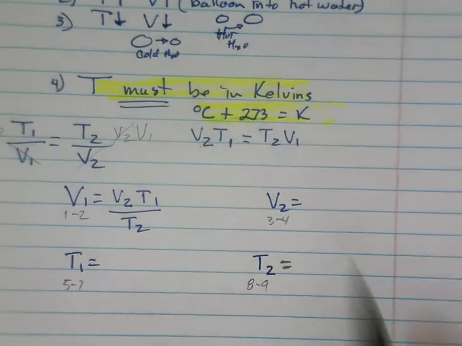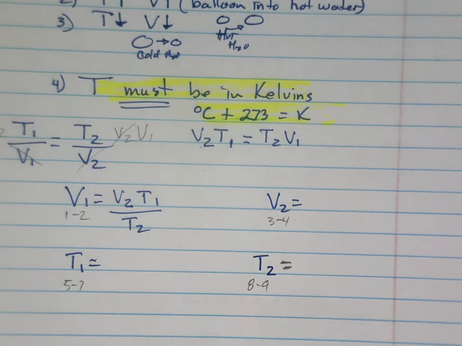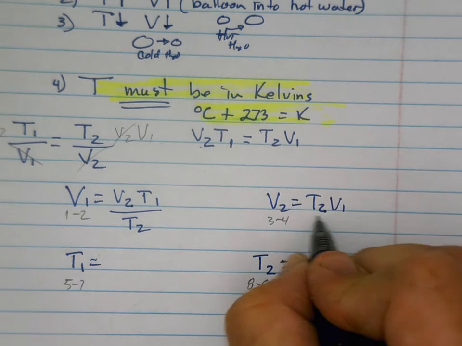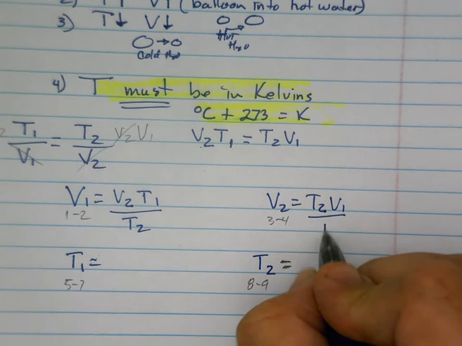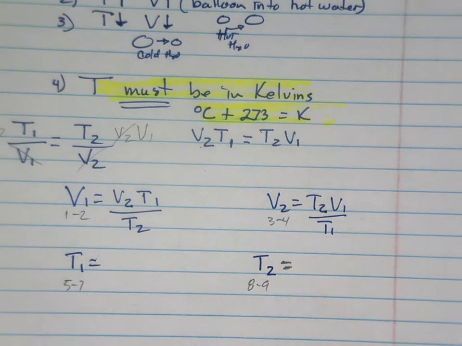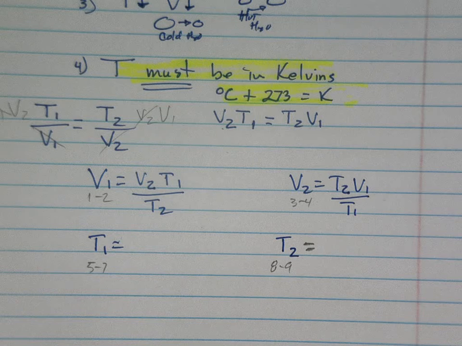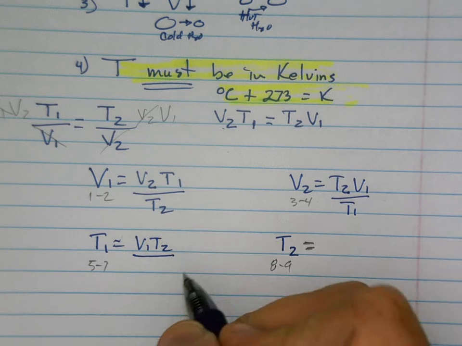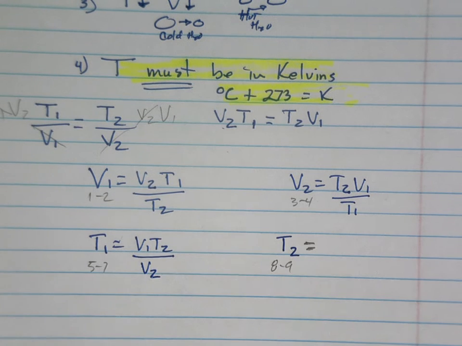Let's see what we got. And hopefully you've got temperature 2 times volume 1 divided by temperature 1. And groups 5 through 7, hold up your boards. Let everybody see here. Did you get volume 1 times temperature 2 divided by V2?